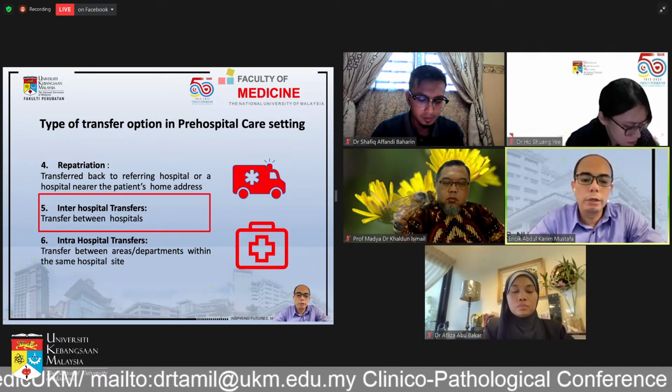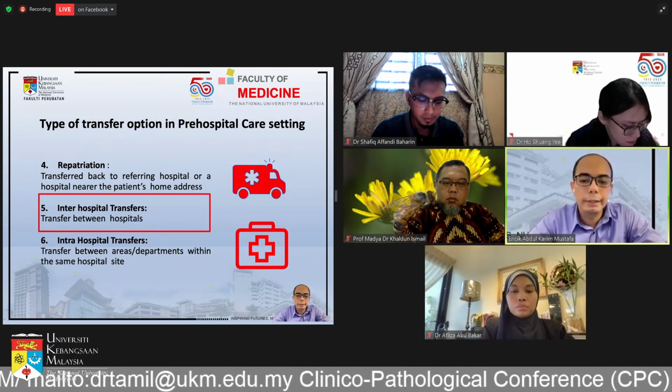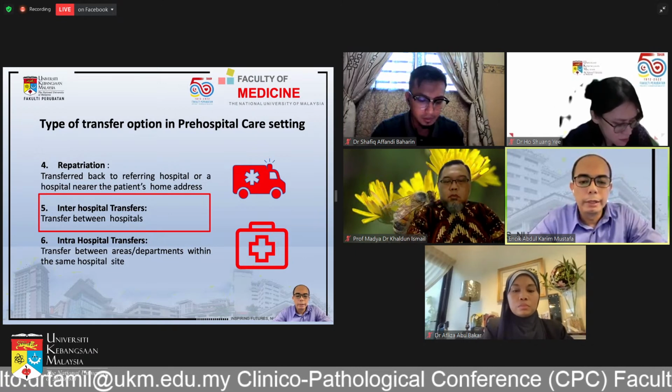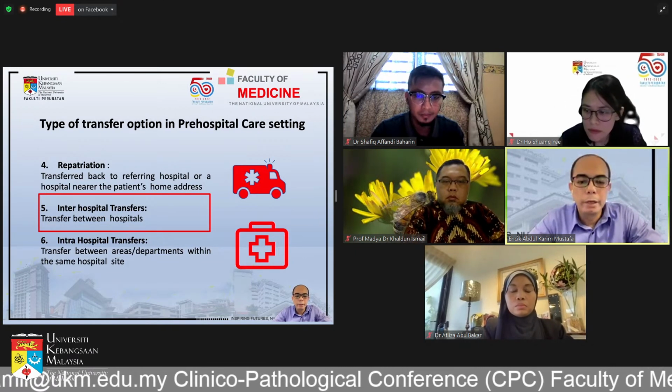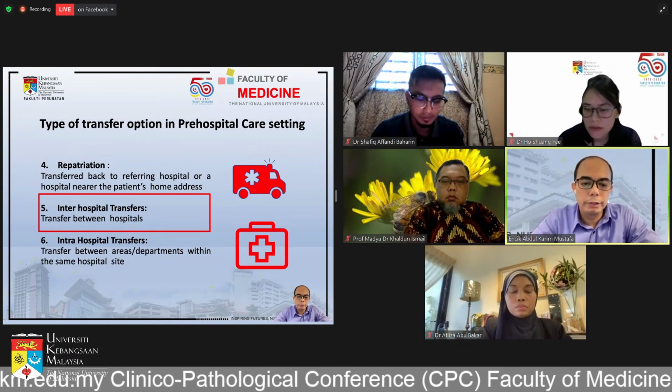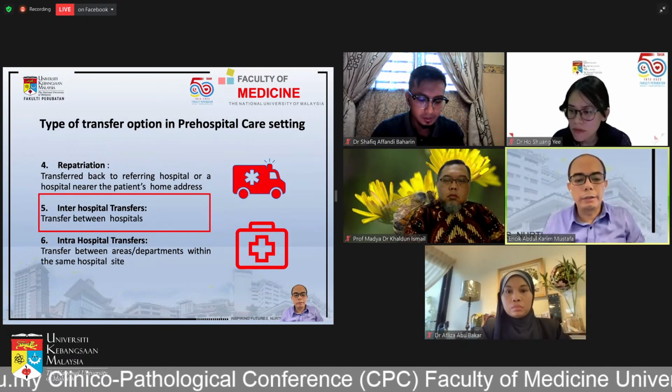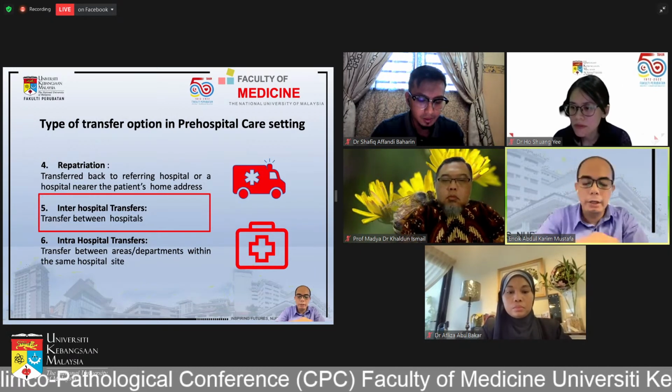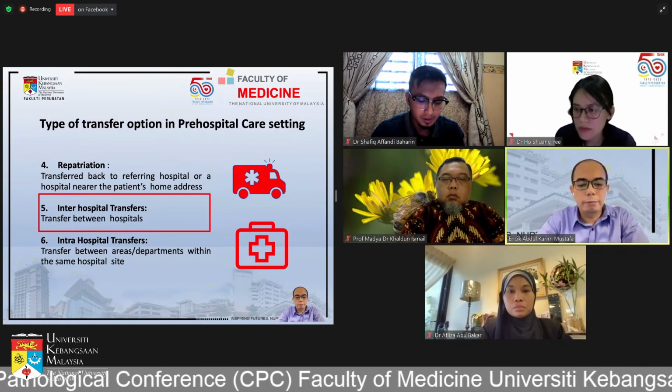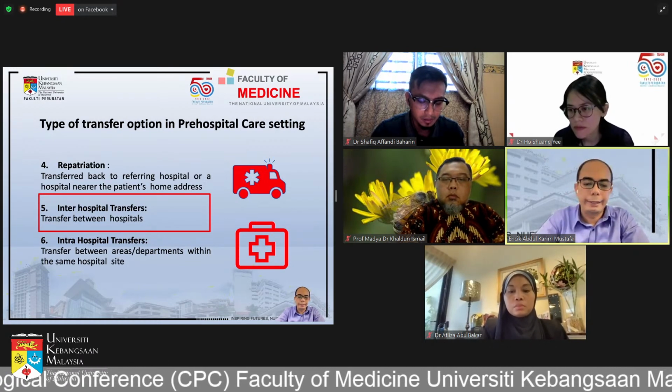So we need good communication with the receiving hospital regarding these cases, because this is a quite ill patient and they have some risk during the transportation. Intra-hospital is about transferring the patient within the hospital compartment, such as from HCTM to the HPAK.